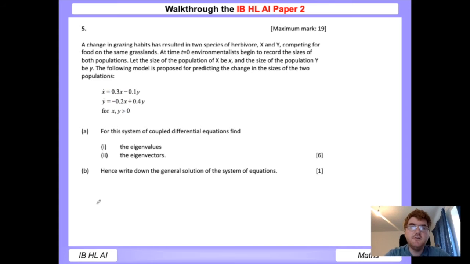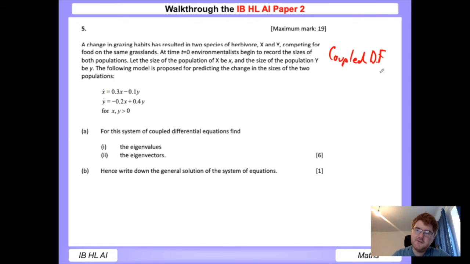Okay, and on to question 5. A change in grazing habits has resulted in two species of herbivore, X and Y, competing for food on the same grasslands, and at time t equals 0, environmentalists begin to record the sizes of both populations. They found a model for predicting this change, which is a coupled differential equation. So this is a coupled DE.